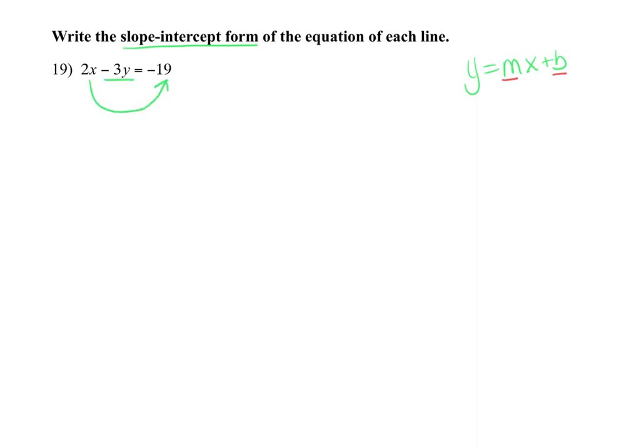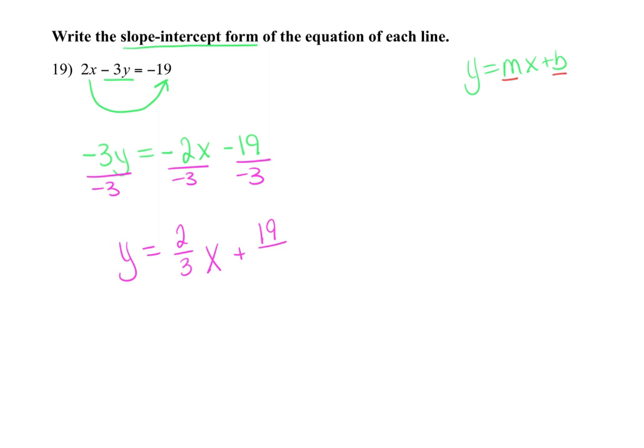When they give it to me in this form, I'm going to move my x over. I'm going to leave this alone for right now, so I'm going to say negative 3y equals, remember when I move it over it changes signs, negative 2x minus 19. And then I need to divide every single piece by that number that is in front of my y. So now on the left-hand side, I have the y by itself. Negative 2 over negative 3, that's positive 2/3 x, that's my m. Negative 19 over negative 3 does not reduce, but it does change to positive 19 over 3. That's my b, and I am done.